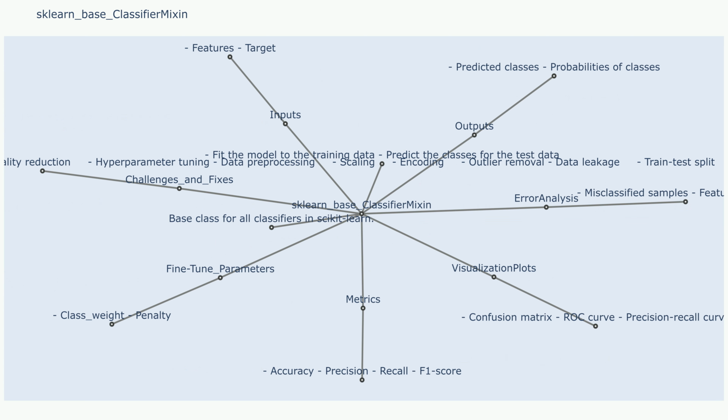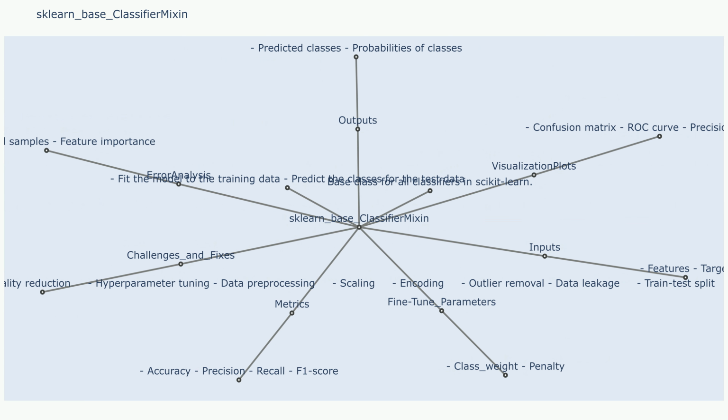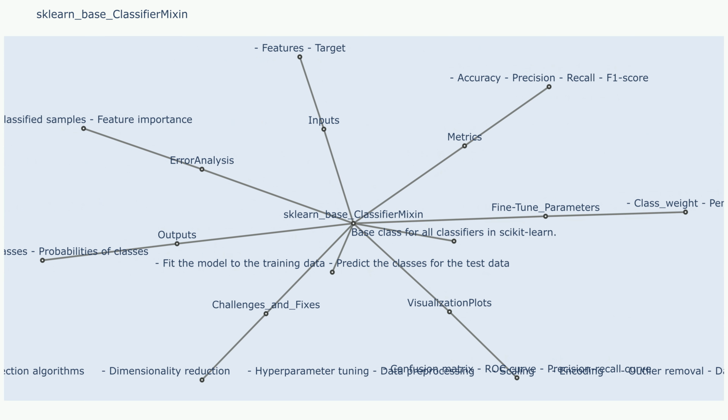Steps. Training: the classifier is trained on the input data X and target labels Y. This step involves learning the underlying patterns and relationships between features and classes. Prediction: the trained classifier is used to predict the class labels for new, unseen data.